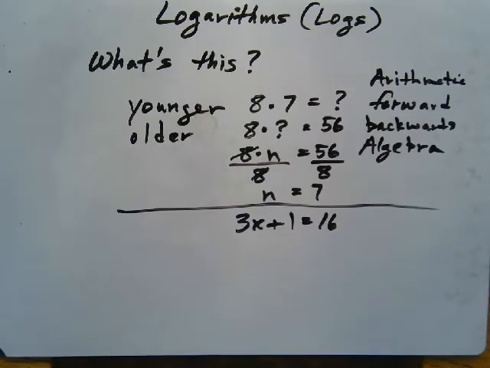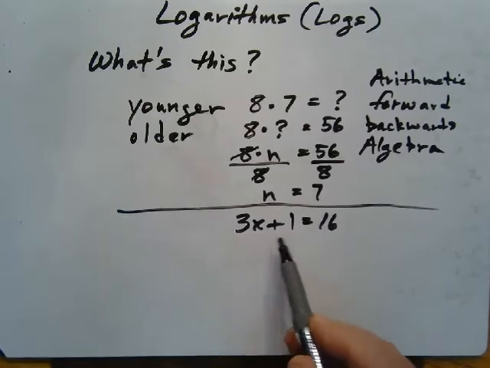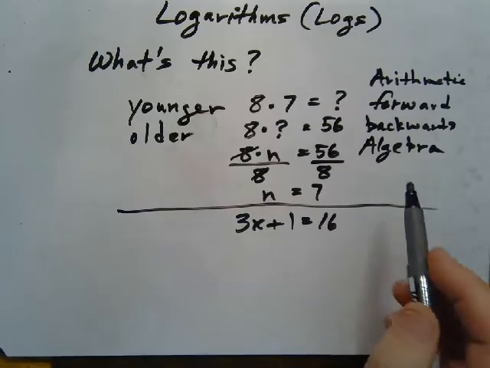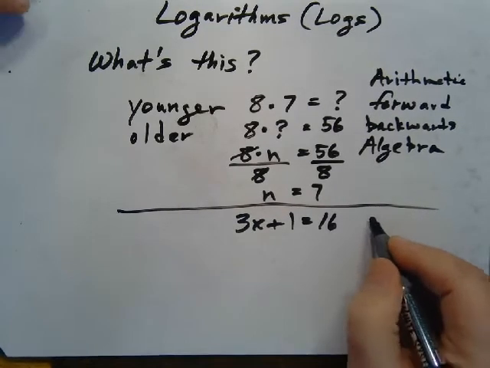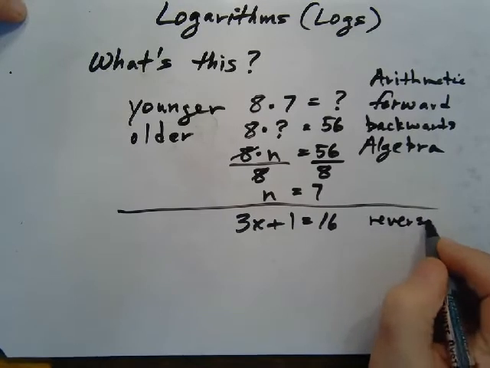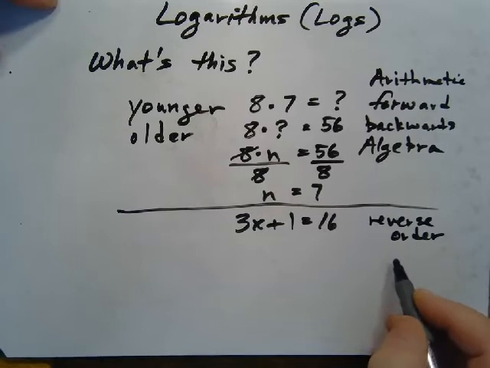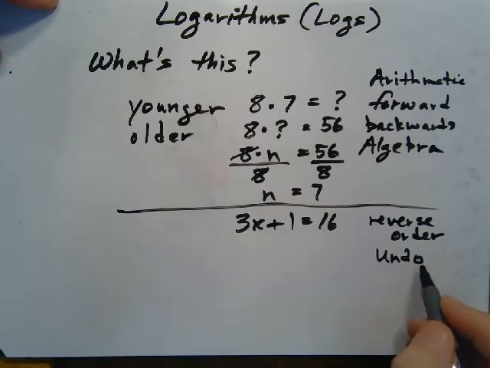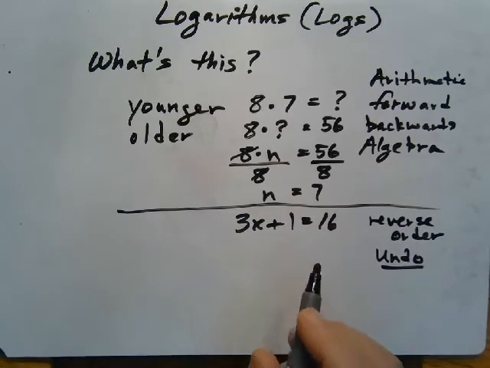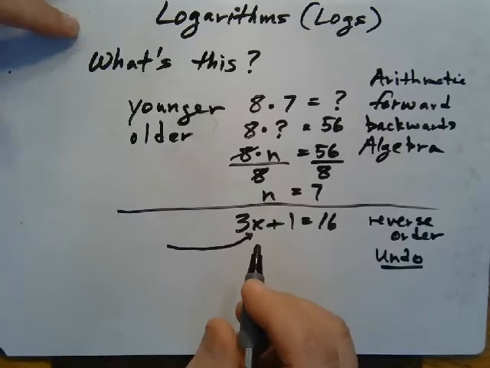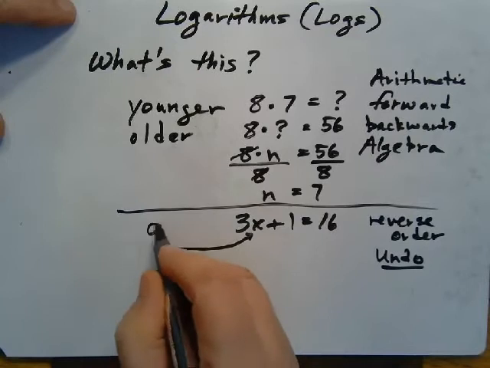All right, let's try another problem here. This one's 3x plus 1 equals 16. Now, the more complicated the problem gets, we need to understand that we have not only got to do something backwards, we have to do it in the reverse order. In the reverse order, and when we do that, we find ourselves undoing what has been done to the variable. So let's take a look at it. Here's a variable here, and this old variable, let's put a little stick figure here.